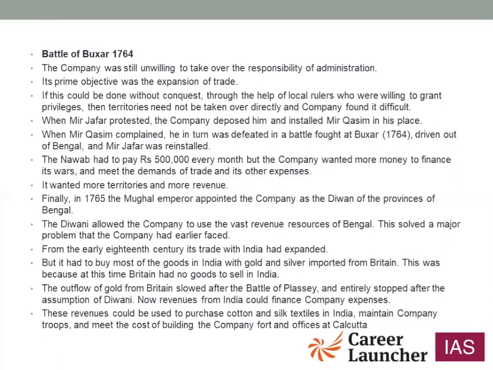After that, Mir Zafar had to pay 50,000 rupees every month, but the company wanted more money to finance their wars and meet the demands of trade and other expenses of the company. It wanted more territories and more revenue. Finally, in 1765, the Mughal emperor appointed the company as the Diwan of the provinces of Bengal. And Diwani allowed the company to use the vast revenue resources of Bengal.